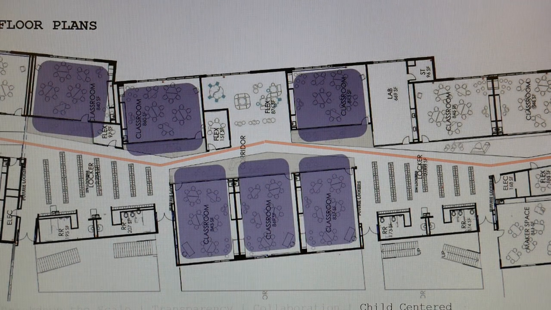Each pod is broken into 6 classrooms right now, and then there's a space. If you look at the top middle of the screen, that flex space, if we need to expand another classroom, that's where that classroom will be. But right now that area will be used by all of the different sections of that pod.